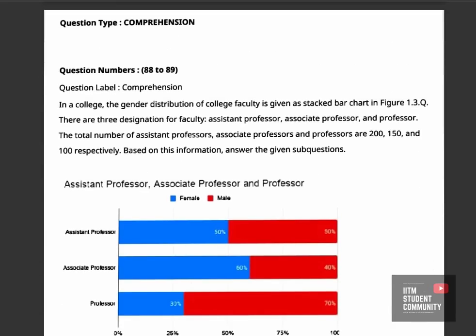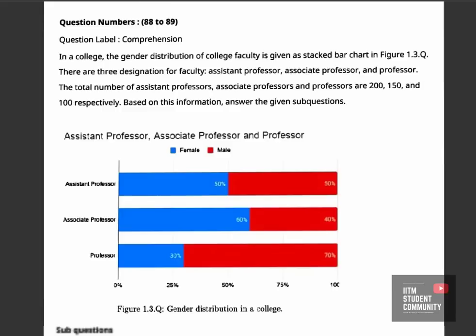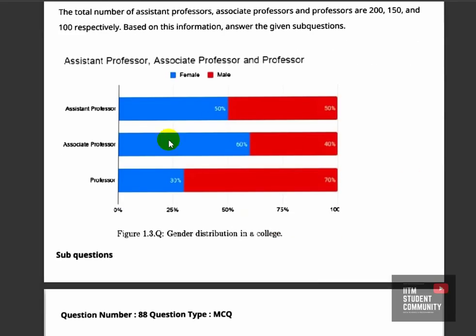Coming to the next question, it says that in a college the gender distribution of college faculty is given in a stacked bar graph. There are 3 designations for faculty: assistant professor, associate professor and professor. The total numbers of assistant professors, associate professors and professors are 200, 150 and 100 respectively. Based on this information, answer the given sub-questions. Now this is our stacked bar chart.